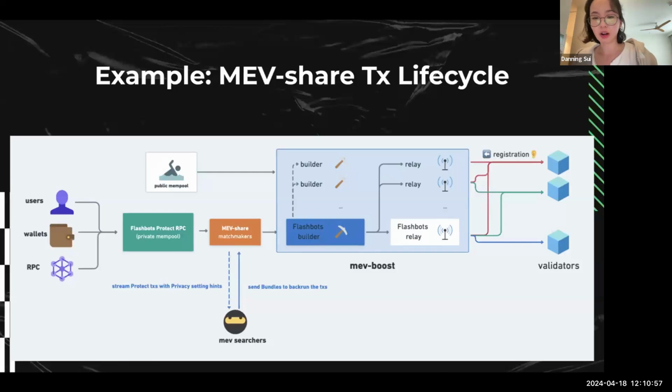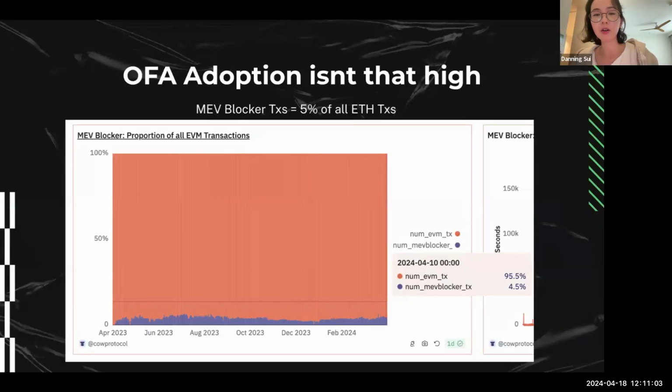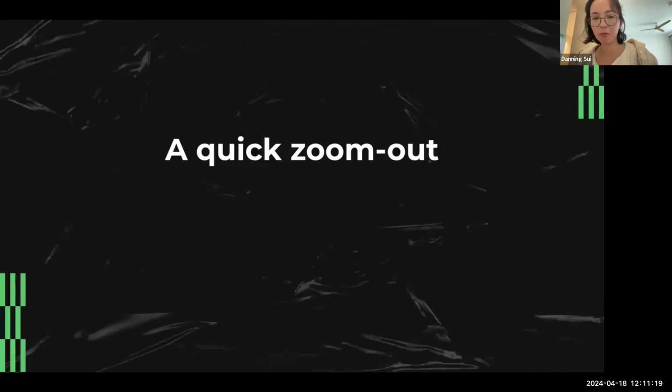Another more detailed chart, but I guess I'll just skip it. You guys can check the slides afterwards. I would say OFA overall isn't that high in terms of adoption. MEV Blocker would be the highest OFA, whether by adoption or by volume, and it's really around 5% of all the Ethereum transactions.